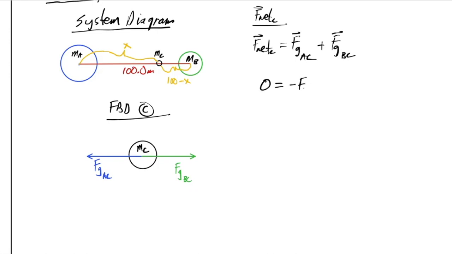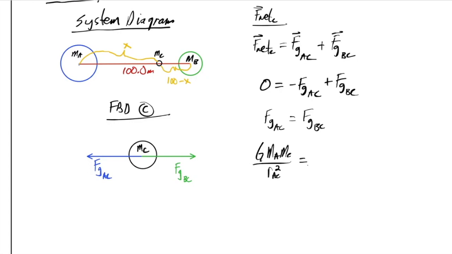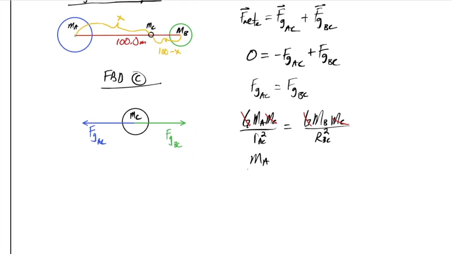FGAC is pulling to the left, making it negative. FGBC is to the right. Bringing the negative term to the other side, we get the magnitude of the gravity between AC and the magnitude of the gravity between BC equal to each other. Using Newton's universal gravitational equation, G MA MC over RAC squared is equal to big G MB MC over RBC squared. Now, a couple of convenient things happen. Big G cancels out, since it is on both sides of the equation. Also, our MCs cancel out. So we get a significant reduction in the complexity of our equation.